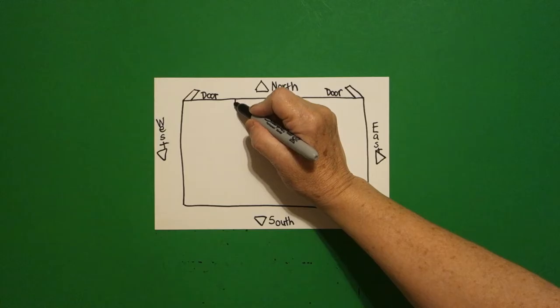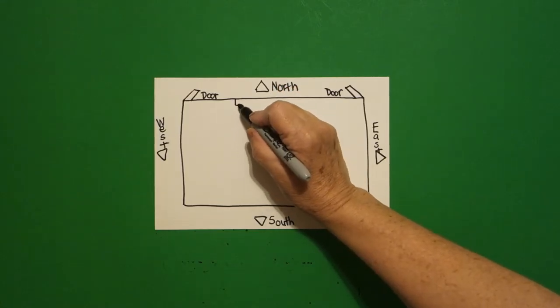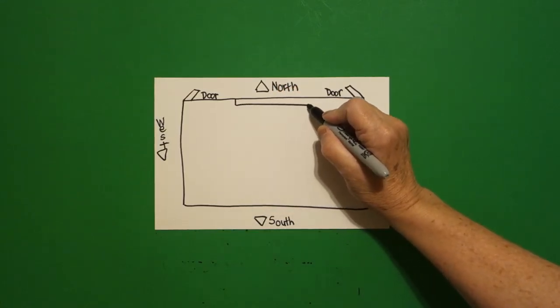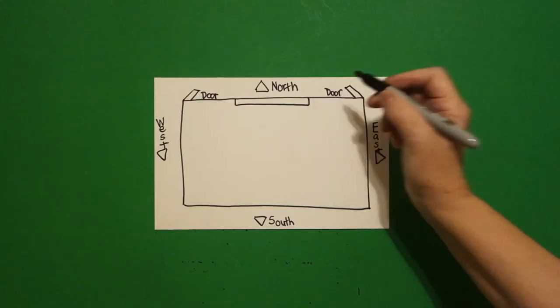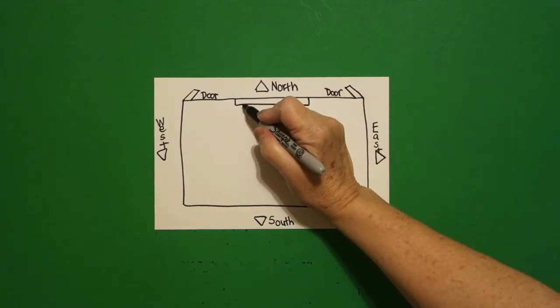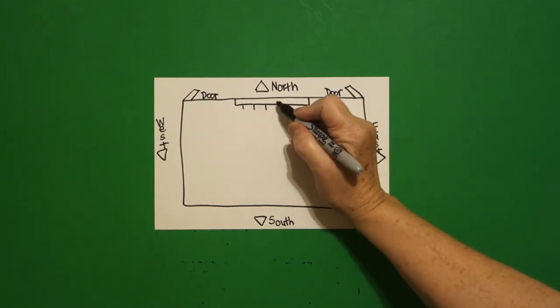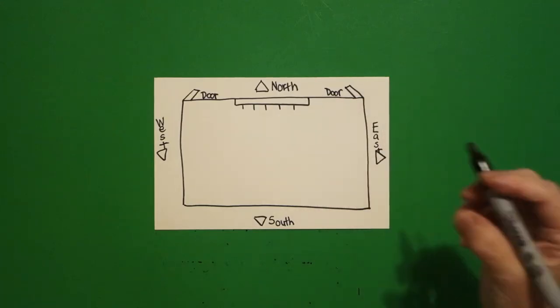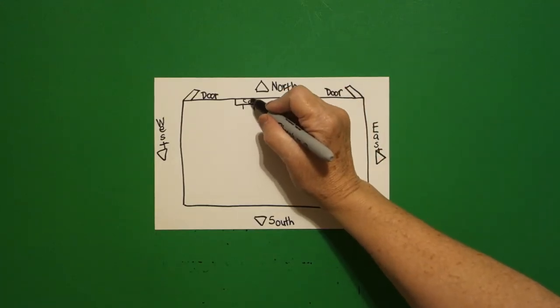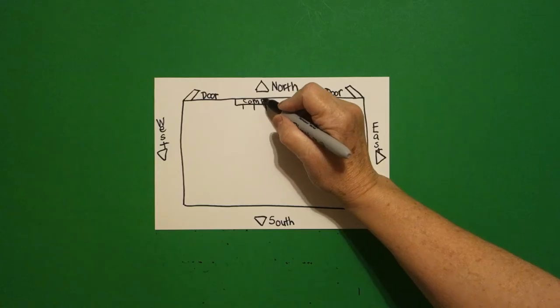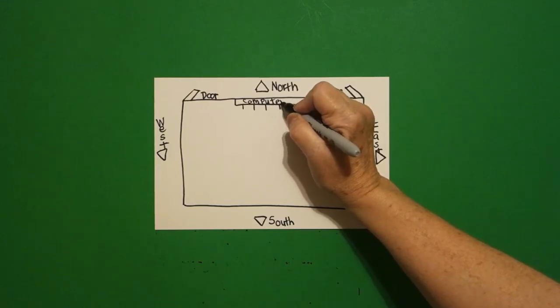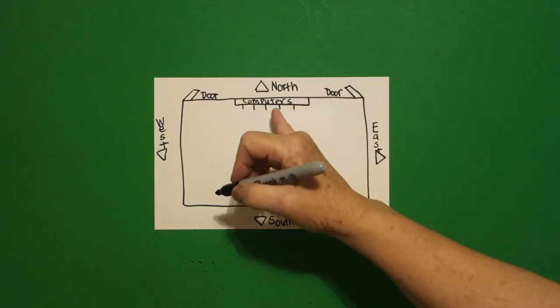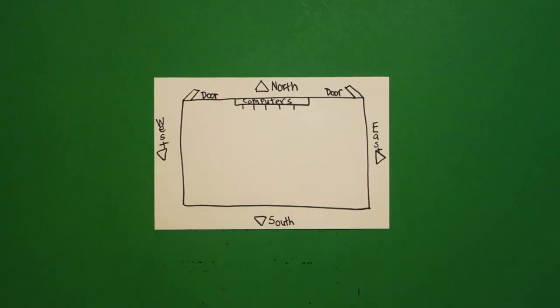Right here, I'm going to put a little straight line, long straight line up, connect, and I'm just going to put little straight lines going across. These are my computers. Now, I'm not going to draw the whole computer, but I will draw these little lines to represent each one of my computer stations.